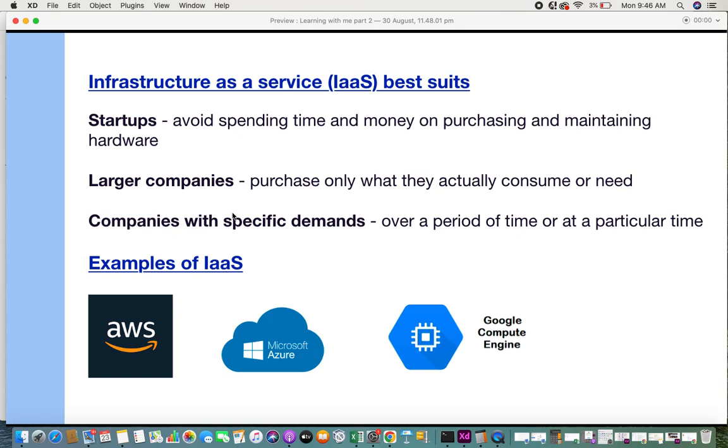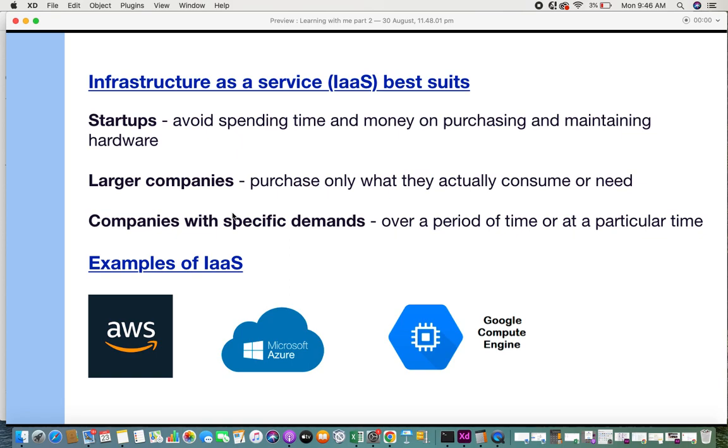And the next one is companies with specific demands. As I said, these are companies that feel that over a period of time, or at a particular time, they might need a high amount of infrastructure resources. These companies make use of infrastructure as a service, rather than having their own infrastructure, maintaining it, and wasting money on maintenance and stuff like that.